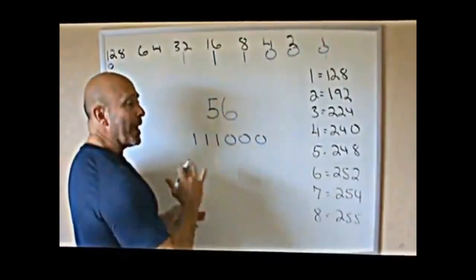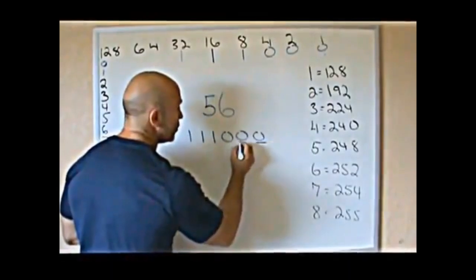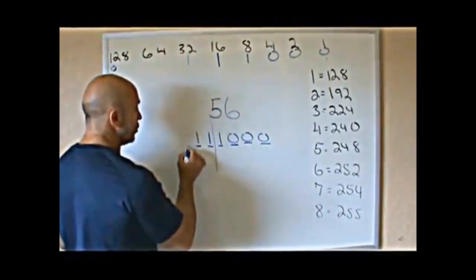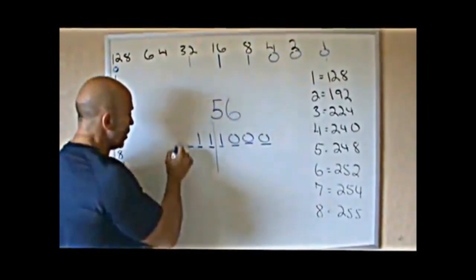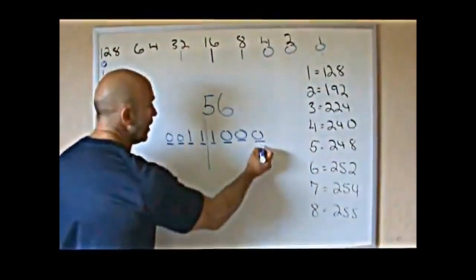So now again, we break it up into sections of 4. So 1, 2, 3, 4, line, 1, 2, 3, 4. Hey, wait a minute, what happened over here? We have nothing, so they're just zeros. Zeros to the left don't count. Alright, bit values.